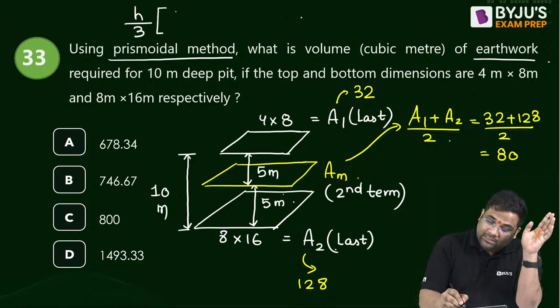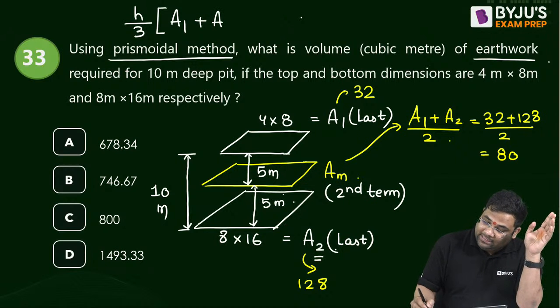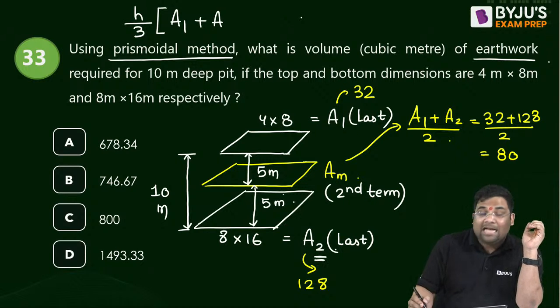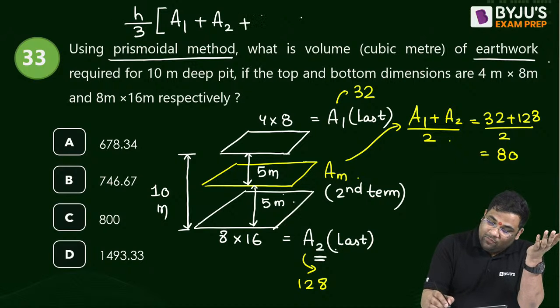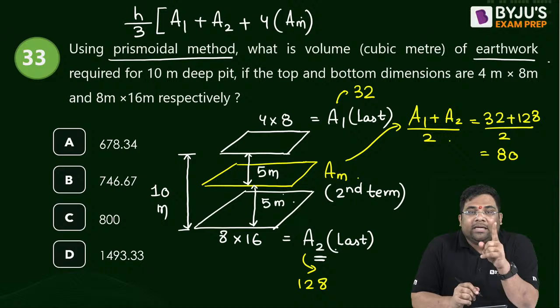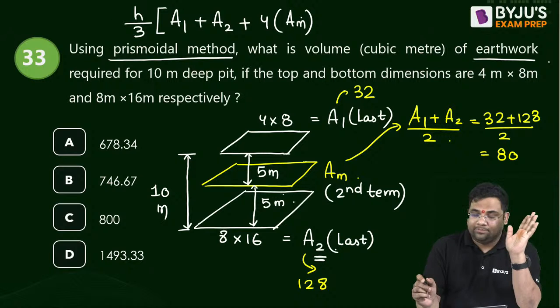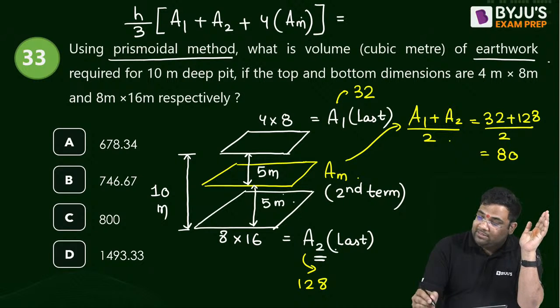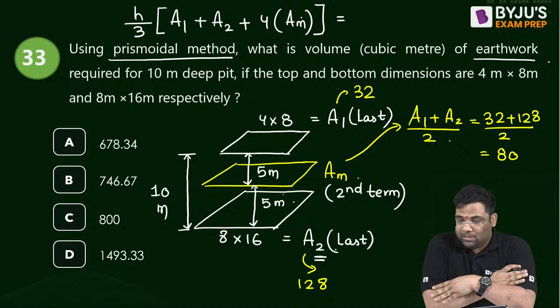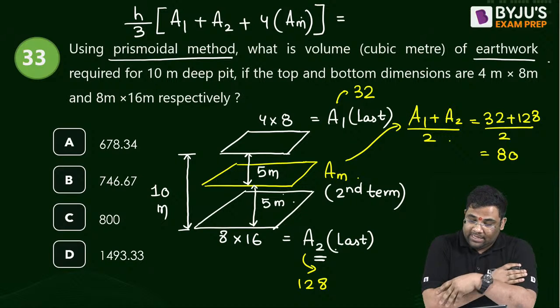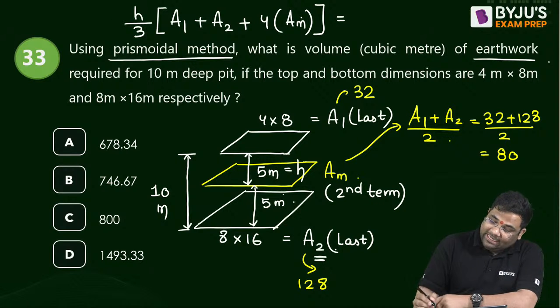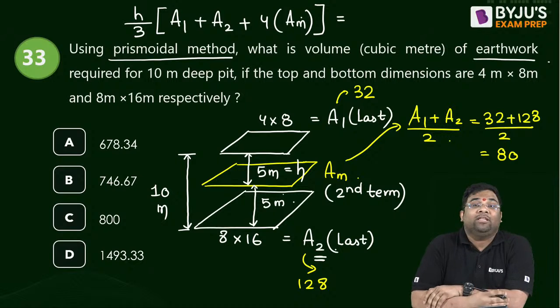Okay. So this is A1, first term and last term. Because you see, this is not the second term, this is the last term. This A2 becomes the last term. And then 4 times the second term, because for even, I use 4. So now you can find this answer. Tell me. H will be 5 because we are taking interval now 5, because we are taking average area. How much are you getting this?